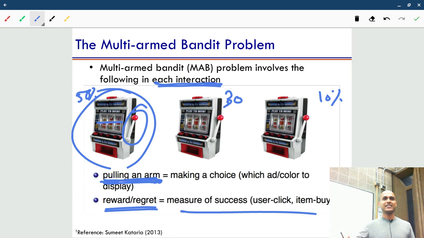So these machines are like the websites. You don't know a priori what the conversion rate is for any of them. You show it to people, it's like pulling the arm, and hopefully you figure out which one is a good one.